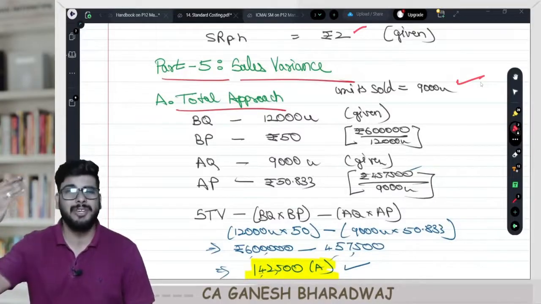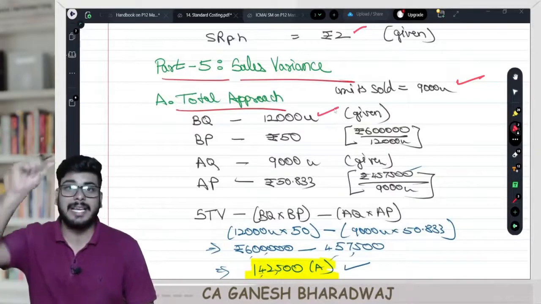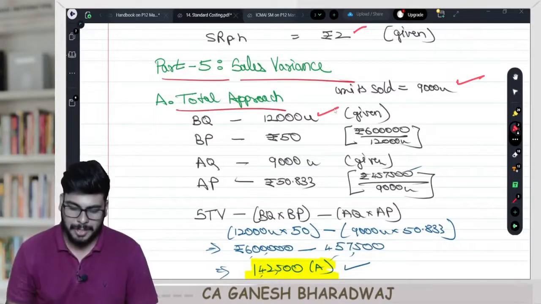Budgeted quantity, how many units I plan to sell? It's given in the question, 12,000 units. It's given, they gave it under the standard data. I told you it's actually the budgeted data. Yes. What was the budgeted price?